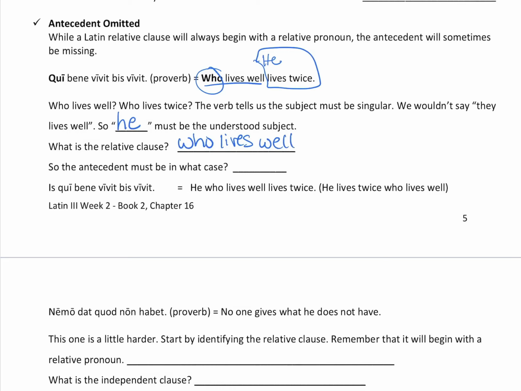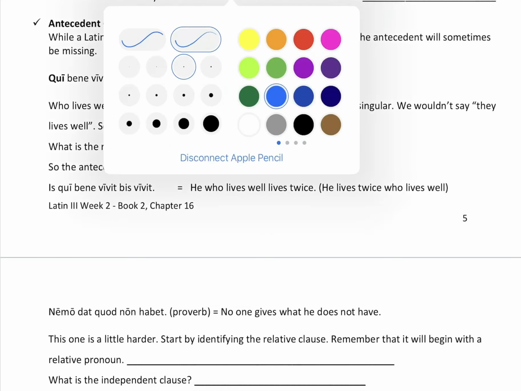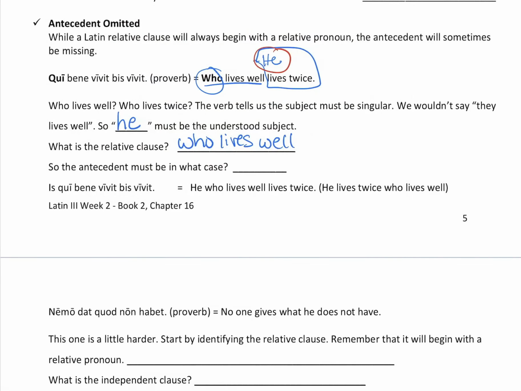So remember what we do? We have to substitute the antecedent, which we already know to be "he," and put it in place of the "who." So, he lives well. That tells us that the antecedent must be in the nominative, right? So here we have the nominative antecedent, is. Remember, is, ea, id, is. Is qui bene vivit bis vivit. He who lives well lives twice, or he lives twice who lives well. That's when the antecedent is omitted.